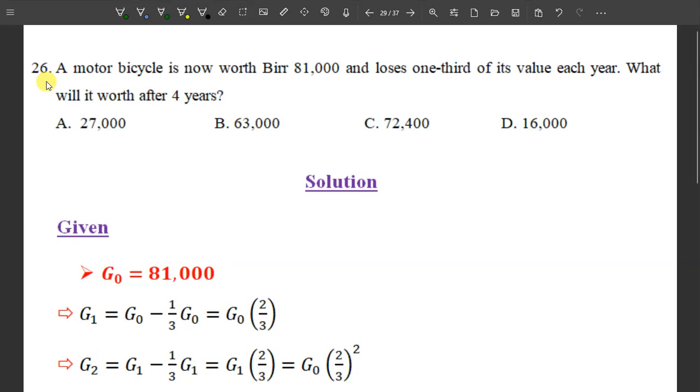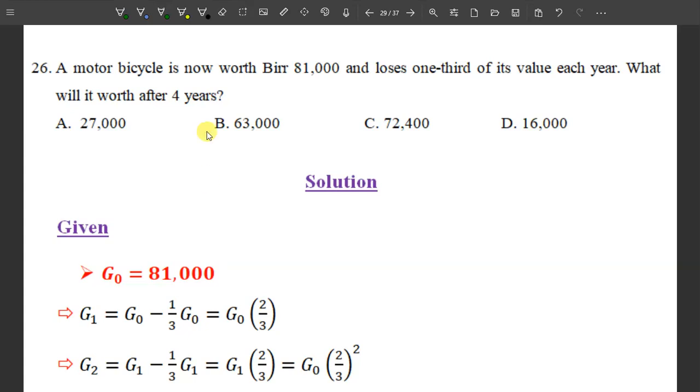question number 26. It says a motor bicycle is now worth 81,000 and loses 1/3 of its value each year. What will it be worth after 4 years? That is what the question says.